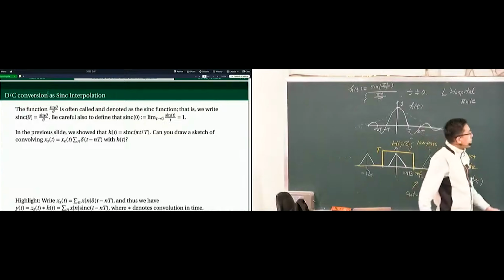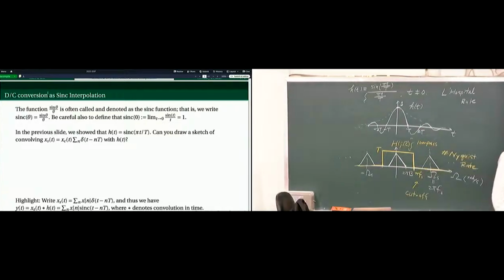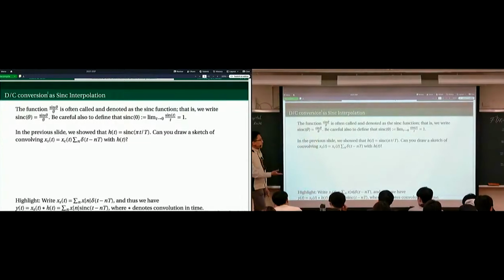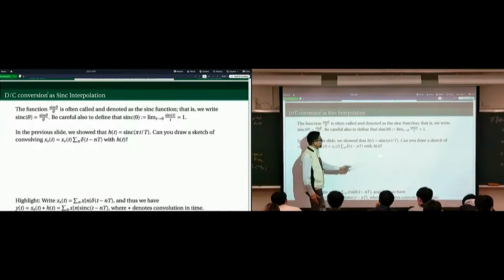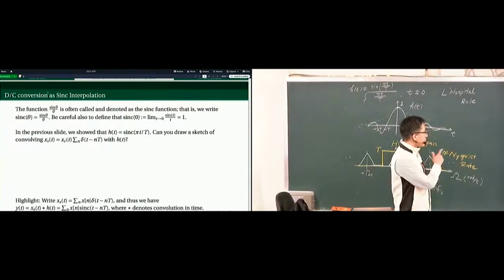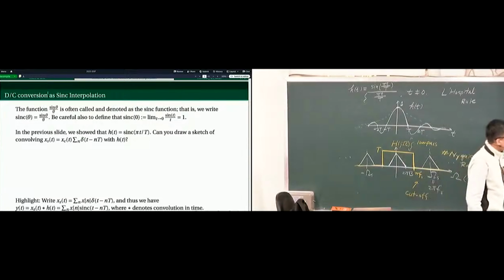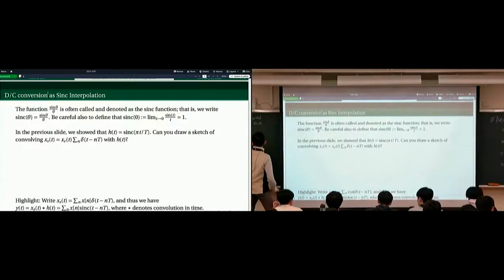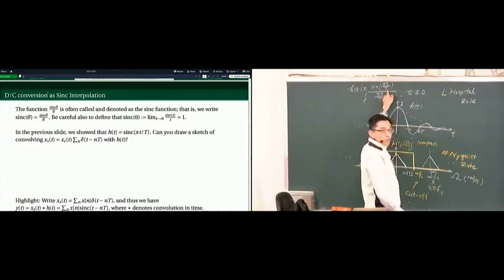But be careful that we also need to define the function at time 0. So let's define the Sinc function at 0 to be 1, to make everything continuous. So now this Sinc function is also continuous in time. And by the previous slide, we showed that h of t, in this notation, is simply Sinc of pi t divided by big T.